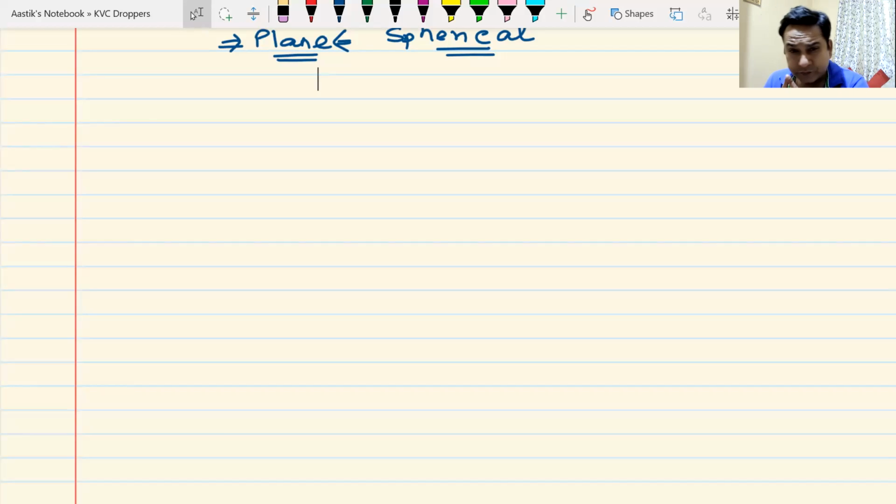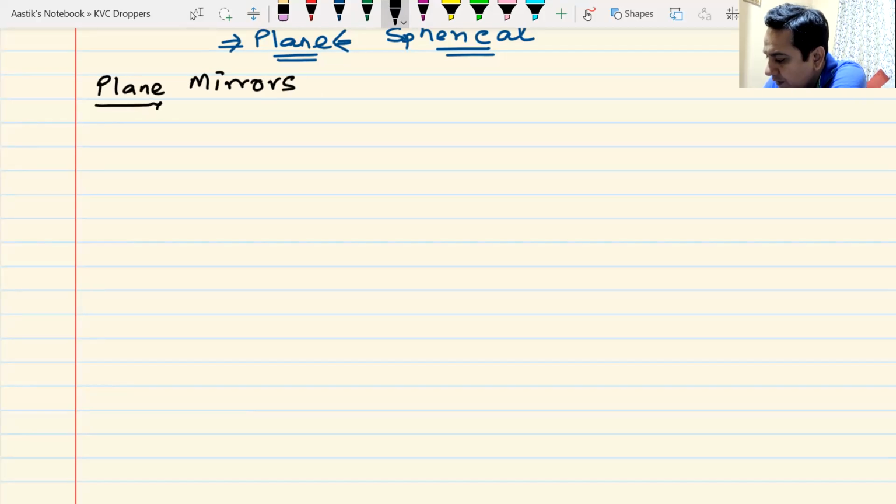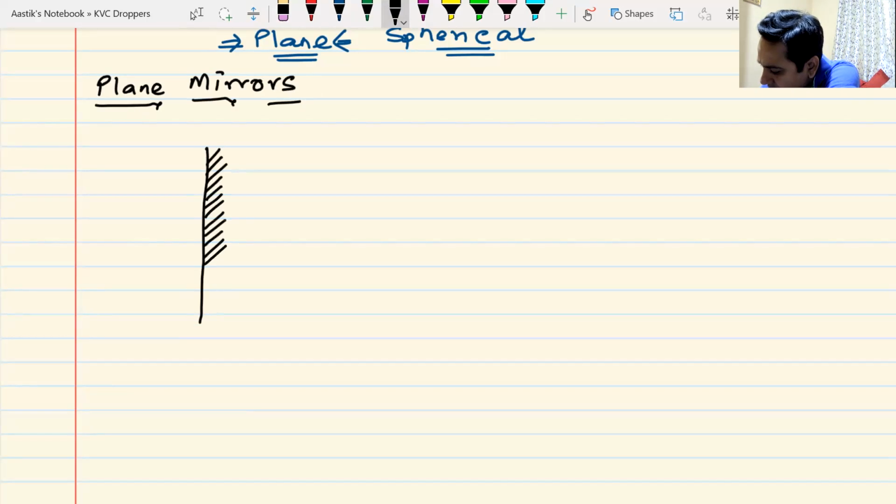Well, we have seen what is a real image, real object, virtual image, virtual object. Now, as you can see, the heading of this particular topic is plane mirrors, because first of all we will be dealing with plane mirrors. Now, what is a plane mirror? A plane mirror is simply like this. We have one reflecting side, the polished side, and this other side is the silver side. Do we understand this?